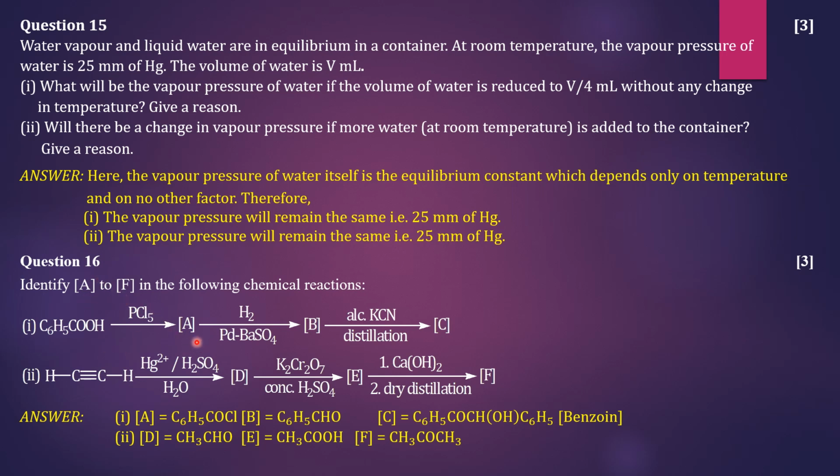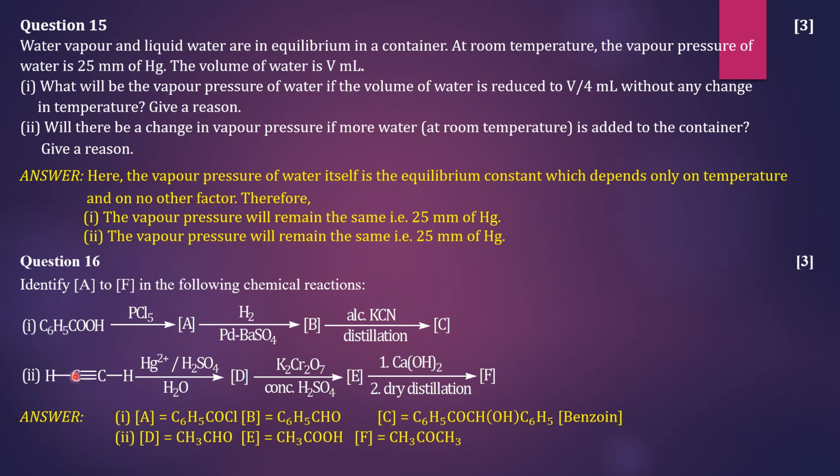Now question number 16, identification. This type of question often comes in your exam. So first one, benzoic acid, PCl5, that will give you benzoyl chloride, C6H5COCl. Then this is your Rosenmund reduction, you will get benzaldehyde. Benzaldehyde in presence of alcoholic KCN will undergo benzoin condensation to give you benzoin.